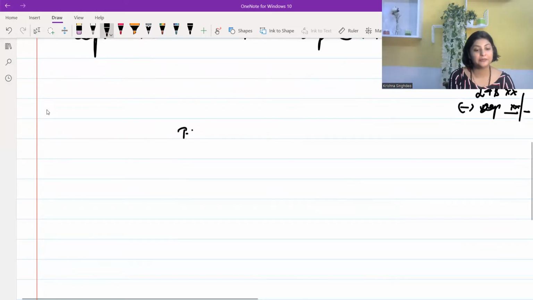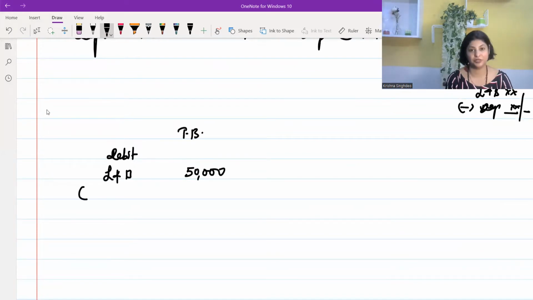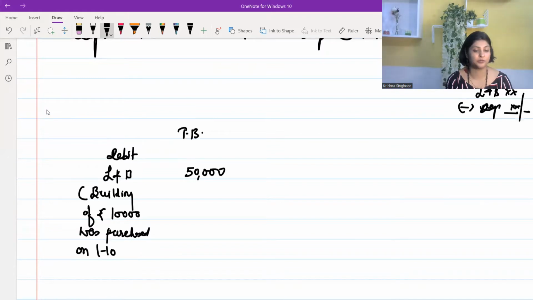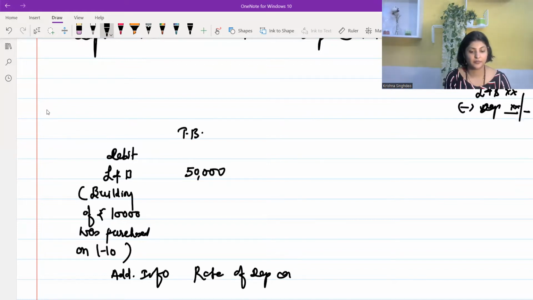For example, in your trial balance on the debit side, they have given you land and building. The value is written as 50,000, and in brackets they give you some more information where they say land or building worth rupees 10,000 was purchased on 1st October. And in the additional information they tell you the rate of depreciation on land and building is 10%.